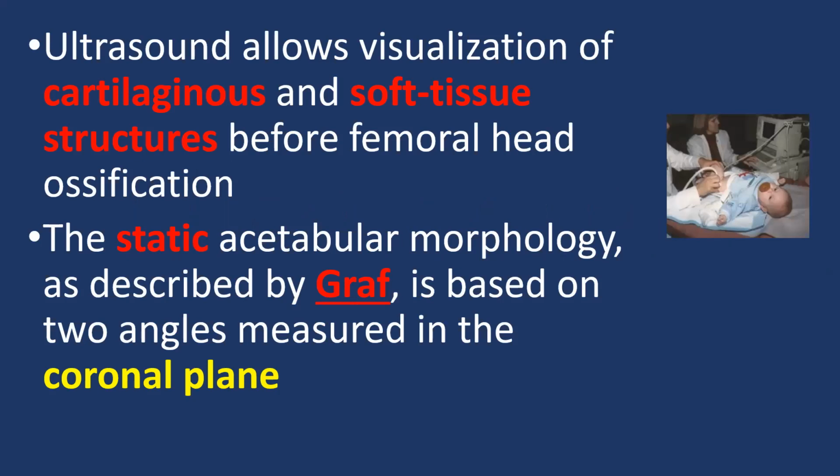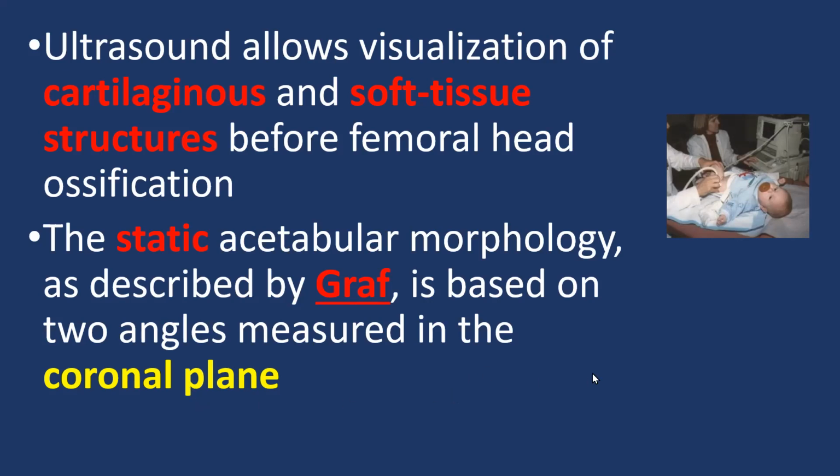Ultrasound allows visualization of the cartilaginous and soft tissue structures before femoral head ossification. Now, there are two types: the static and the dynamic. The static is done by Graf and the dynamic is done by Harcke, I think. Static acetabular morphology described by Graf is based on two angles measured in the coronal plane.